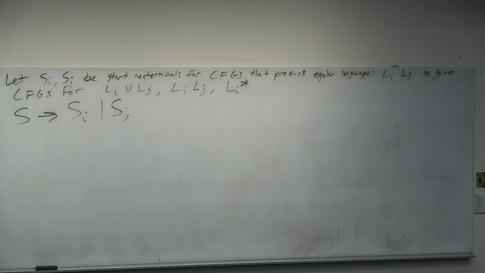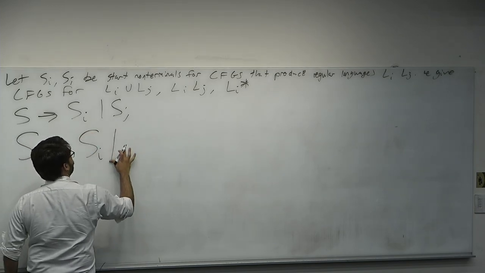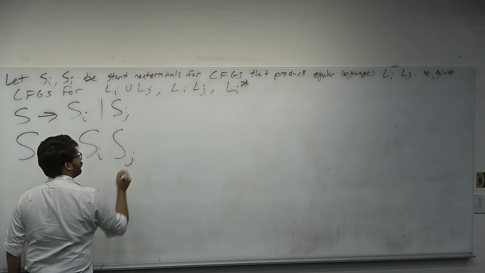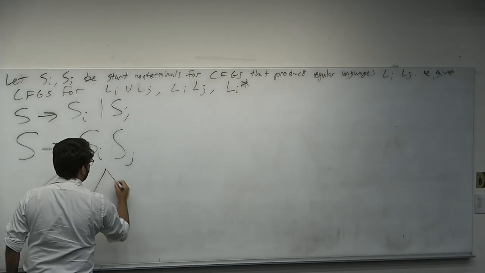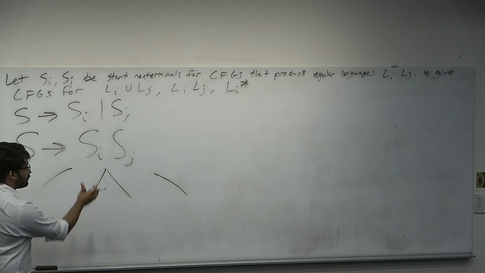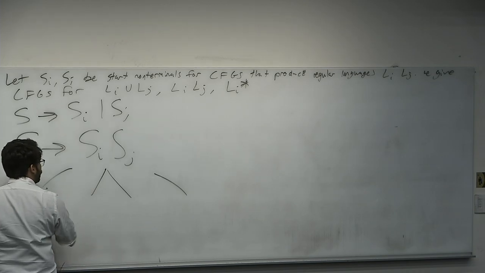How would you do the concatenation? I would add to the end of Si an option to go to Sj. Okay. I think it's simpler. For the concatenation, you can do Si Sj. Sorry, yes. If Si produces any string in Li and Sj produces any string in Lj, then Si Sj, this is going to produce some strings, this is going to produce some other strings, right? And then concatenation of the non-terminals is simply going to produce the concatenation of the languages, right? Now here's a tricky one.